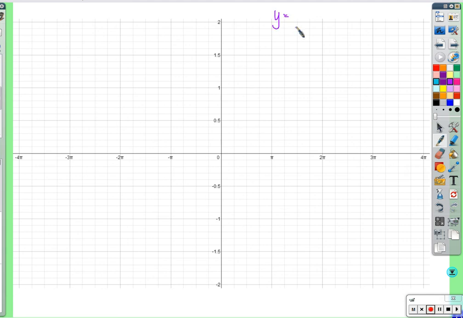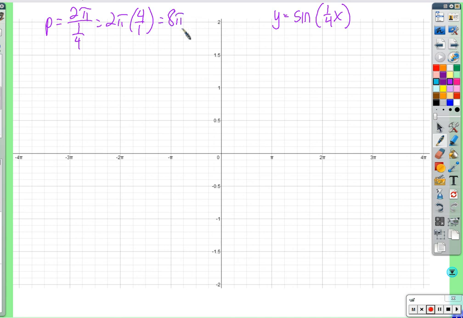So y equals sine 1 fourth x. What's the period of this one going to be? Didn't we have 4 pi just a second ago, for 1 half? So 8. Let's use our little equation that we talked about. The period is 2 pi over b. B is 1 fourth here. 2 pi times 4 over 1, that's 8 pi. So the period is 8 pi.